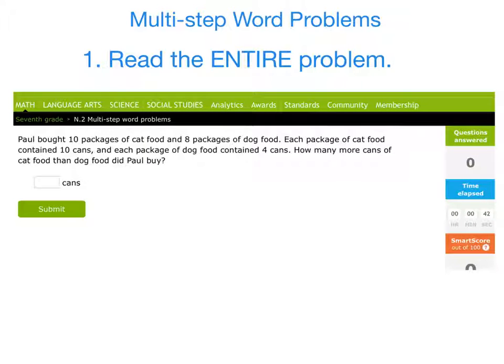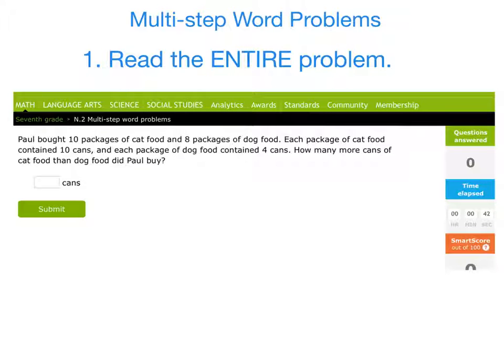Read the entire problem. Very often students will start out reading carefully. Paul bought 10 packages of cat food and 8 packages of dog food, but then the mind wanders. Each package of... 10 cans, 4 cans, there's some cans, and they don't end up having really any idea what this problem is asking. So read the entire problem carefully.